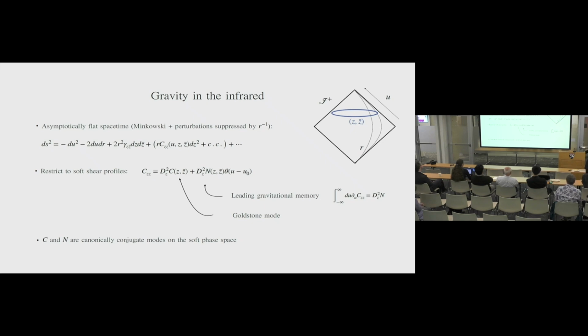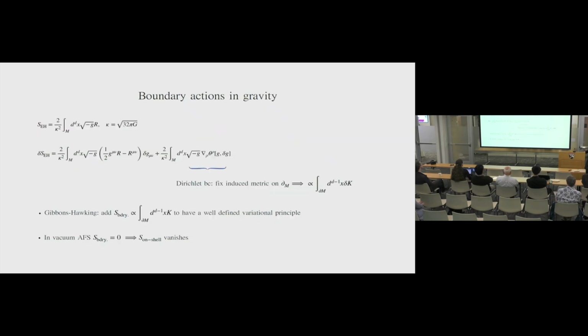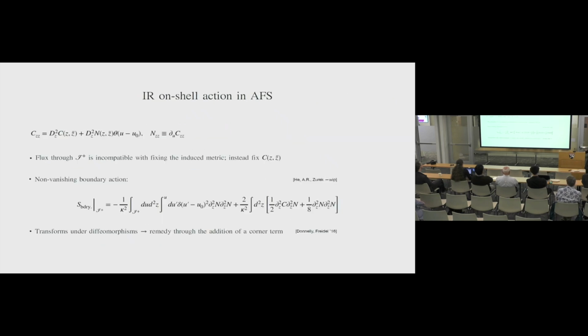And you can compute that for this soft shear profile configuration with this boundary condition. Sorry, that you fix the Goldstone mode, so the zero mode of the shear. And so this naive calculation without any corner pieces gives you this answer. But of course, you have to add the contribution. This is just for scri plus. You have to add the contribution from scri minus.